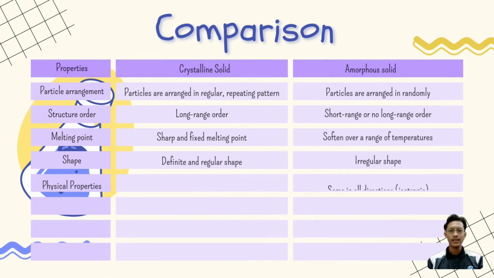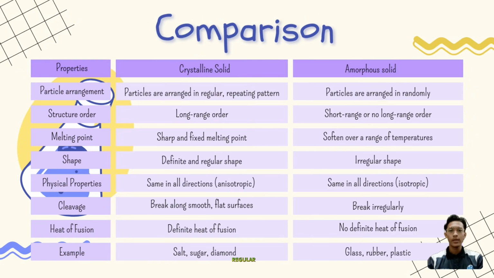For the comparison, particles are arranged in a regular and repeating order in crystalline solids, while in amorphous solids they are arranged randomly. The structure of crystalline solids has long-range order, and amorphous solids have short-range or no long-range order. Crystalline solids have a sharp and fixed melting point. On the other hand, amorphous solids soften over a range of temperature.